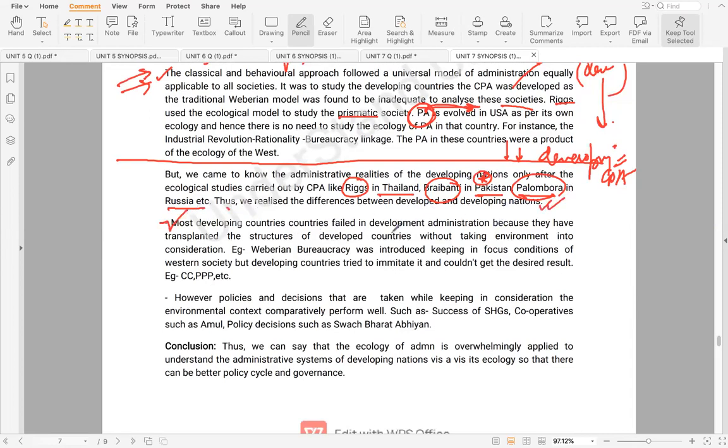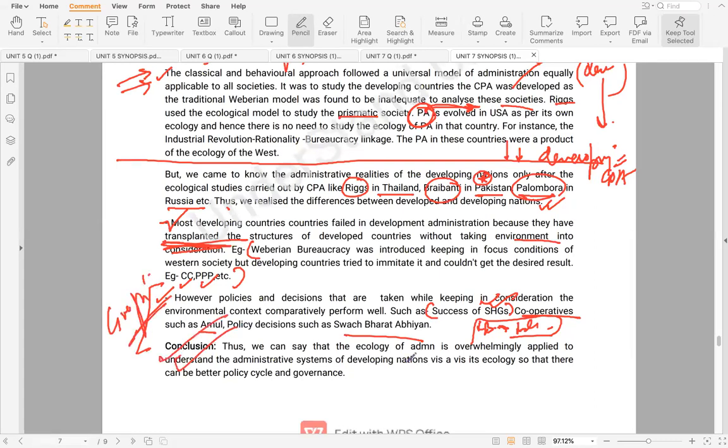Most developing countries failed in development administration because they transplanted the structures instead of grafting them, without taking into consideration the environment, right? For example, Weberian bureaucracy was introduced keeping in focus conditions of Western society, but developing countries tried to imitate it and could not get the result. Give examples, Citizen Charter and PPP. However, policies and decisions that are taken while keeping in consideration the environmental context comparatively perform well. So, for example, you have the success of SHGs in Bangladesh and copied in India. Both of them have similar environmental context. That is why they have been a success. Similarly, cooperatives such as Amul, policy decisions such as Swachh Bharat Abhiyan, all of these were grafting, right? That is why they have been successes.